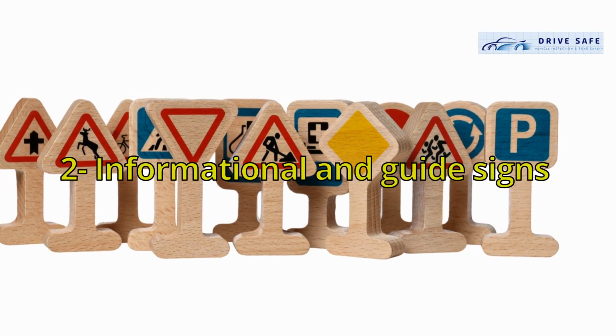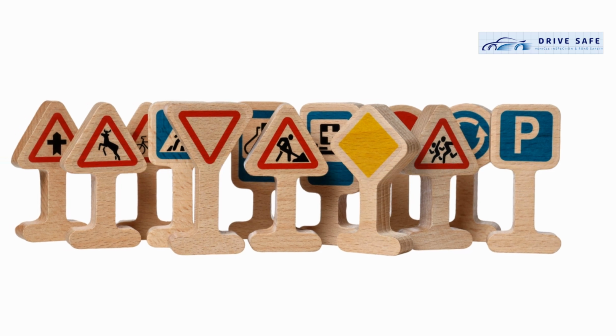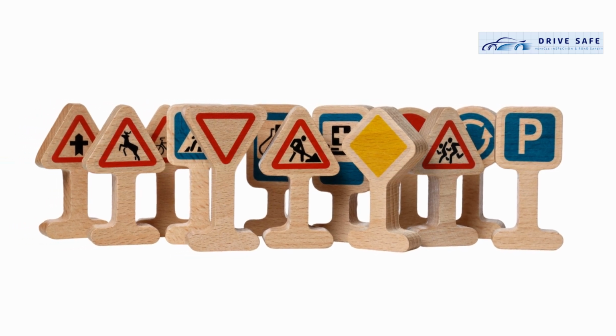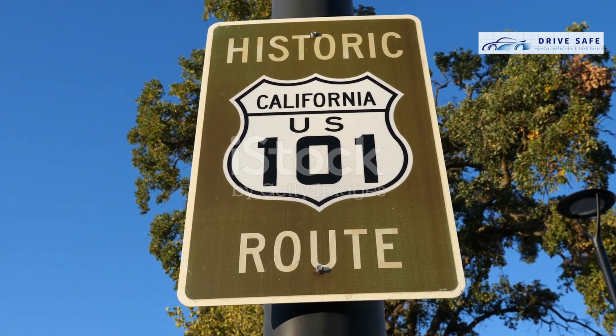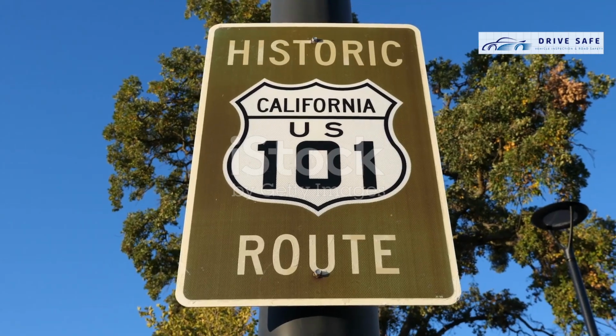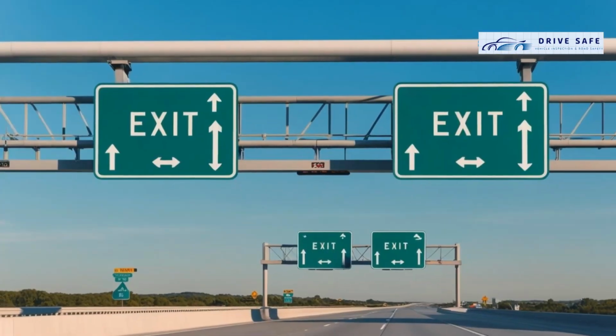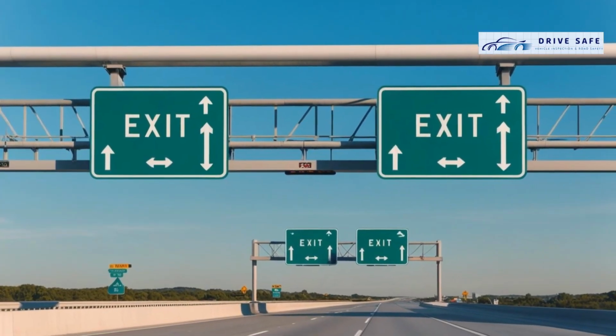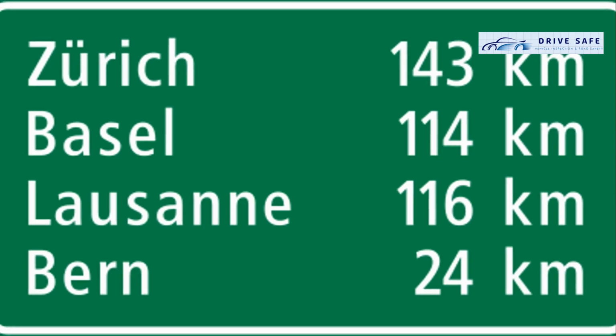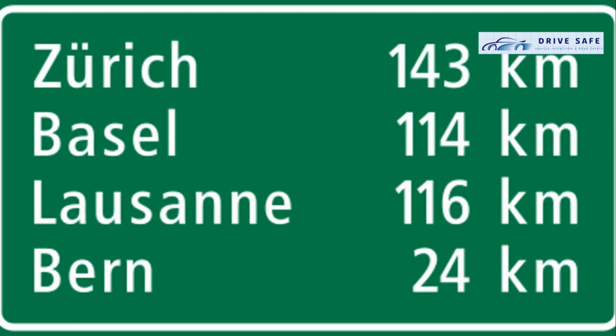Informational and guide signs help drivers navigate roads and locate services. Examples include highway route marker indicates highway numbers or names like A1 or M25. Exit signs show the exit number and direction on highways. Distance markers inform drivers of distances to upcoming destinations.